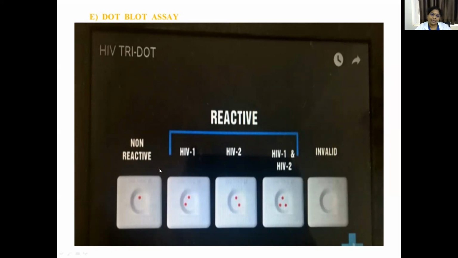When there is a colored spot in the control region, you have to tell it is non-reactive. When the colored spot is there in the HIV1, HIV2 and in the control region, you have to tell it is reactive.